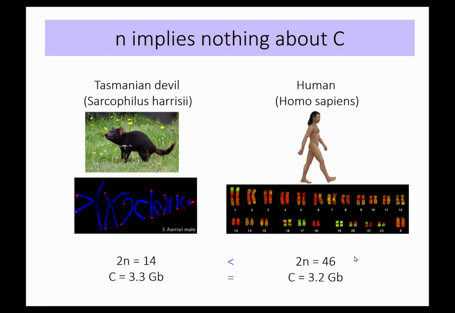N implies nothing about C. In this case now, the C values are very similar, but look at the difference in the chromosome number. The Tasmanian devil versus the human. 2n equals 14, 2n equals 46, very similar number of bases. We have roughly the same amount as a Tasmanian devil, but it can pack it in 14 of them. How much DNA do you have in the nucleus of your liver cell right now? If you take one cell of your liver, how much DNA, in base pairs, would I be able to find in there?